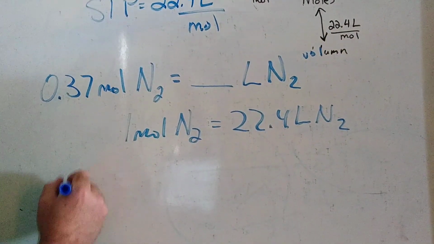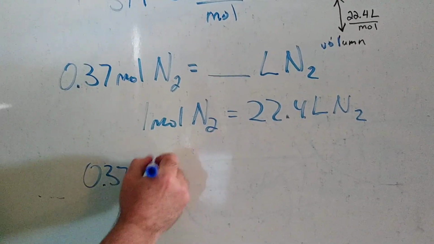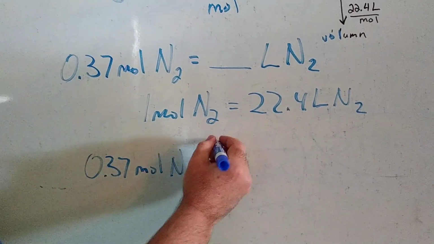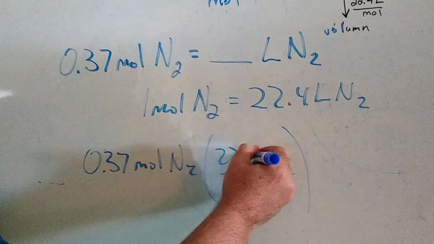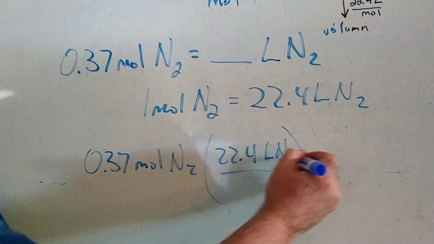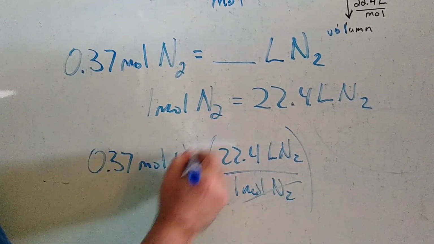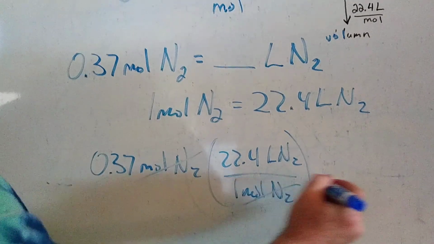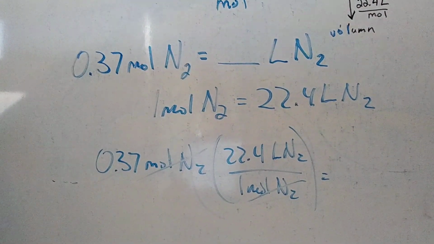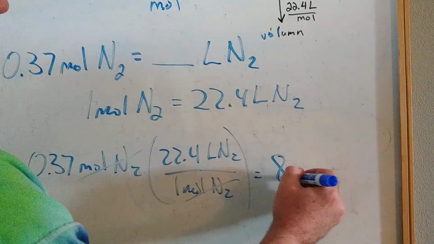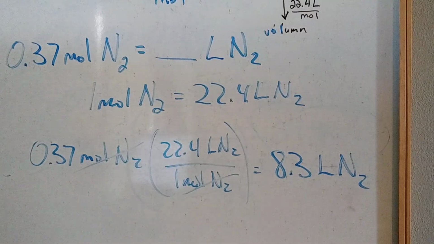0.37. I know I'm going to have 2 sig figs in my answer. And conversion factor: 22.4 liters nitrogen on top this time, my 1 mole of nitrogen on the bottom. They cancel out. We always show that work. And when we get done with this one, we come out with 8.3 liters of nitrogen.